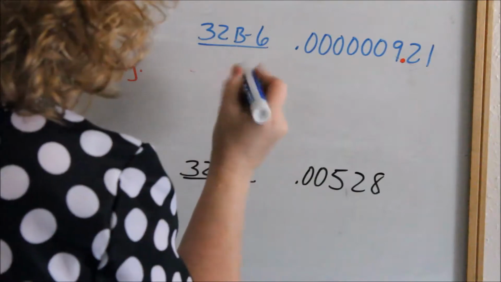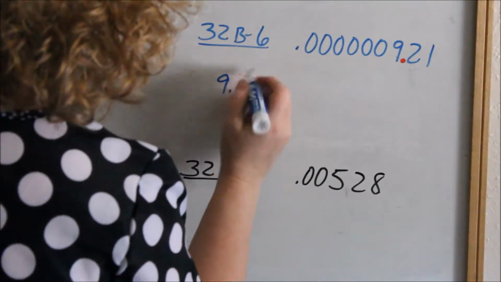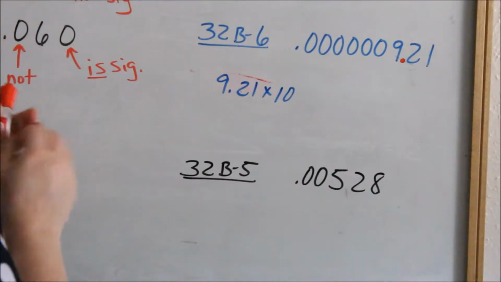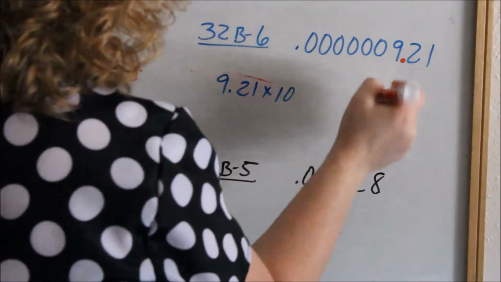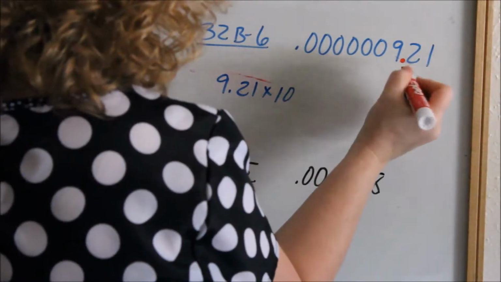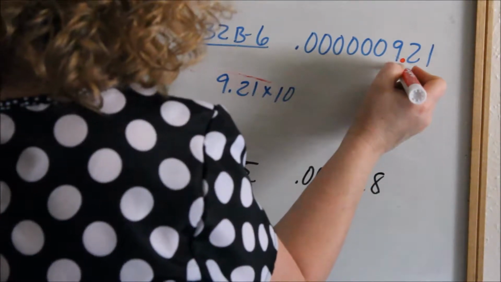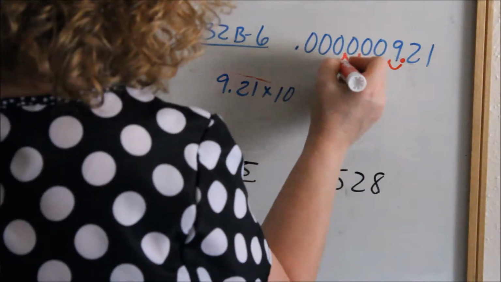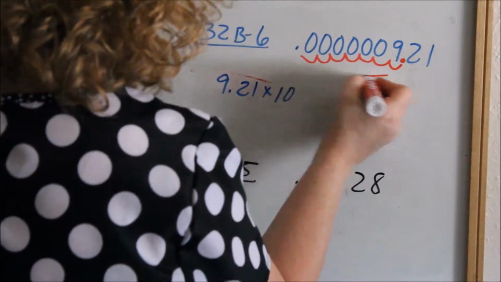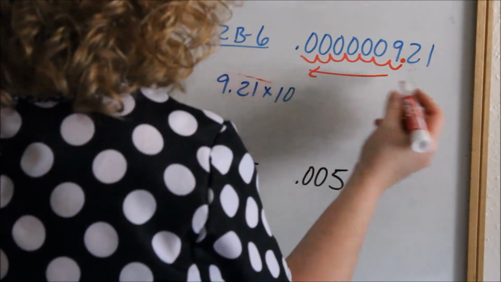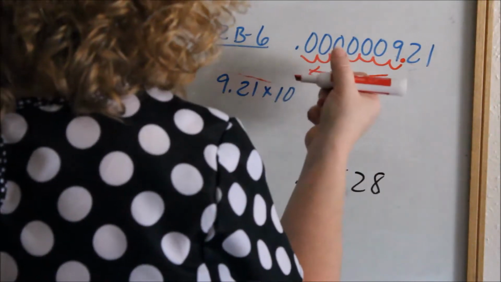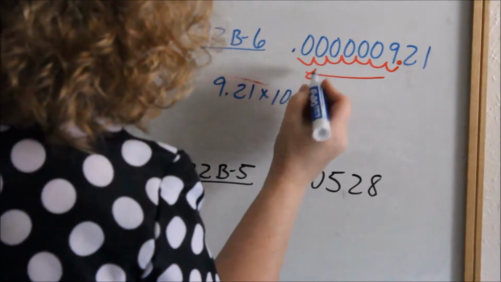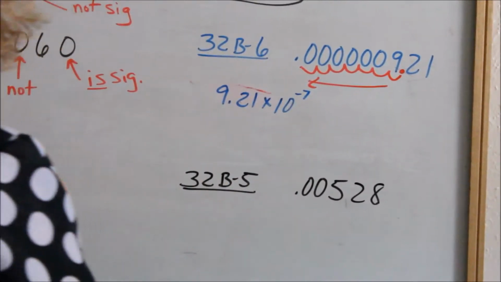Actually, I want to write this all in blue. 9.21 times 10 to the something. To figure out my exponent, where I put my new decimal, I'm going to count back to the original. 1, 2, 3, 4, 5, 6, 7. And I moved toward the left, which on a graph, moving left is in the negative. So, therefore, it would be 10 to the negative 7.